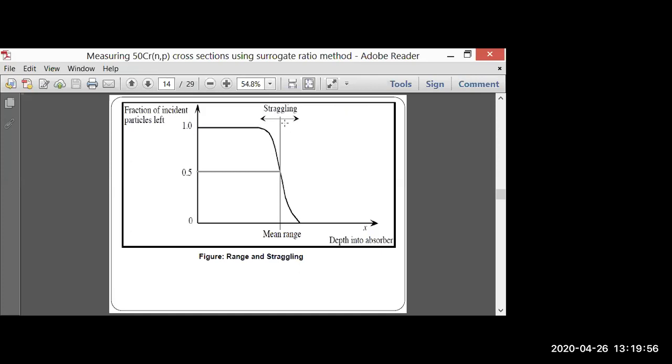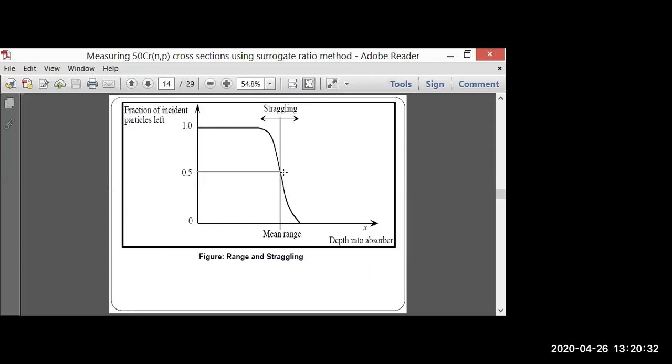So I always tell my students, don't remember it by staggering, just remember it by struggling, because you are shooting 1,000 particles. I said 10 to the power 7 particles per second by accelerator. So all 10 to the power 7 are not going to interact in the same way. It's a statistical process. So if I say 10, for example, 10 alpha particles with the same kinetic energy, they are not going to interact with the material in the same way.